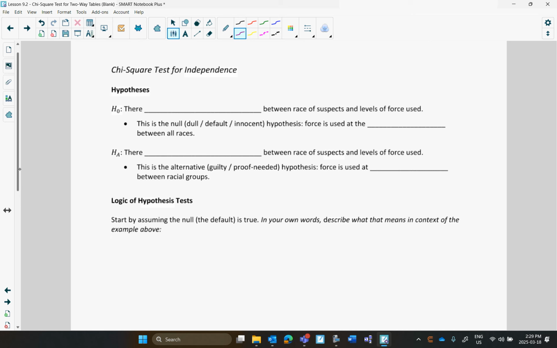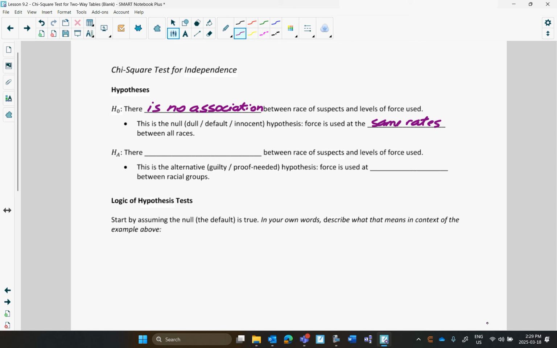Okay, so here's our hypotheses. The default, no association, no relation. Status quo, no relation between race of suspects and levels of force used. Force is used at the same rates.